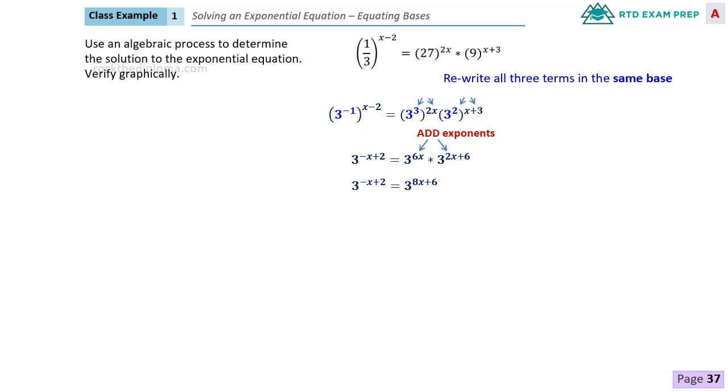Now that we've done this correctly, let me tell you that what I see most often is students in the previous step drop the bases and immediately equate the exponents. This is going to happen now that we have 3 to the x plus 2 equals 3 to the 8x plus 6, but only because we have a single power term on either side of the equal sign.